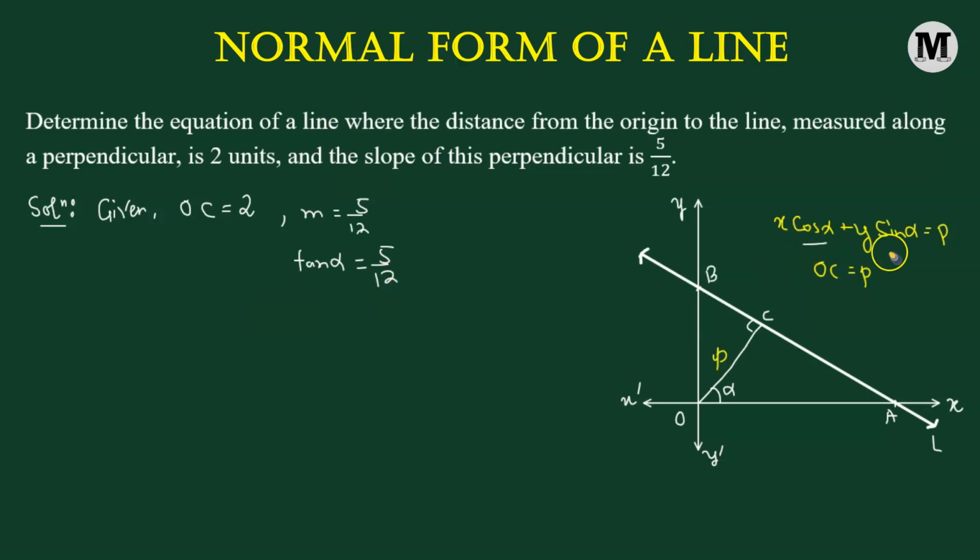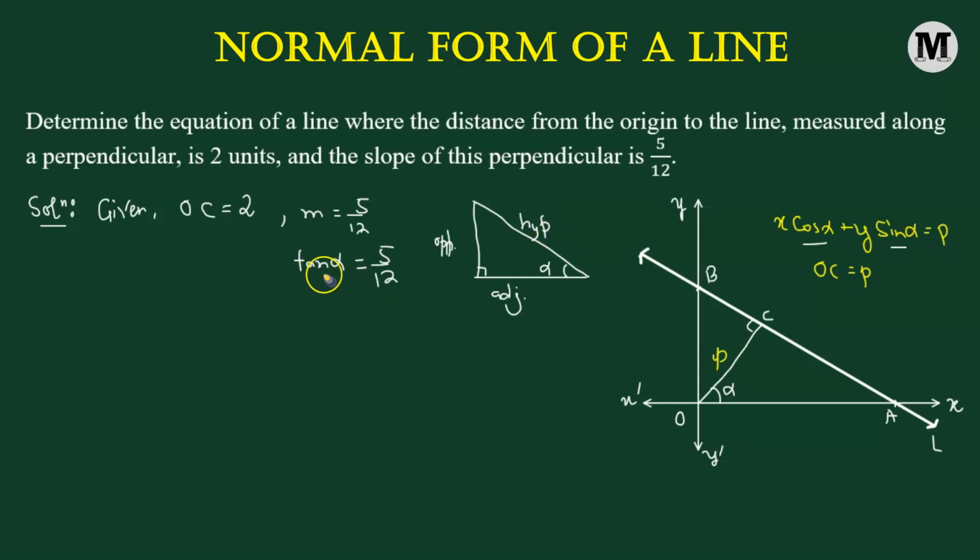Now we need to find cosine alpha and sine alpha. What we have here is tangent of alpha. That's a simple task. We're going to consider a right angled triangle, angled at alpha here. So here we have the opposite side, the adjacent side, and the hypotenuse.